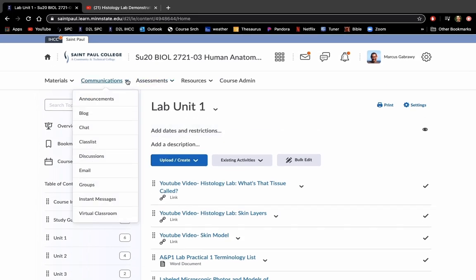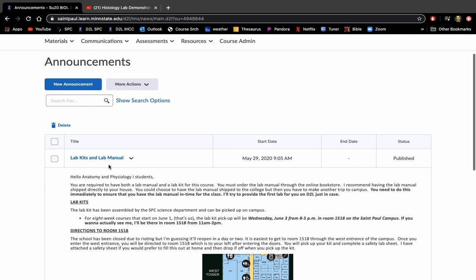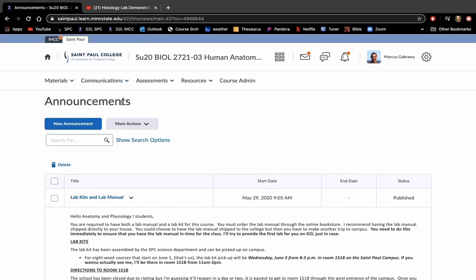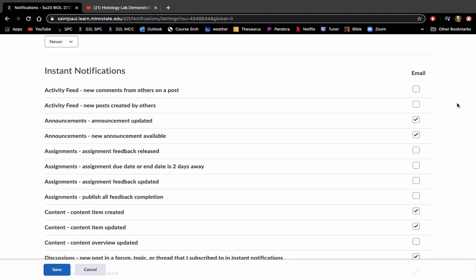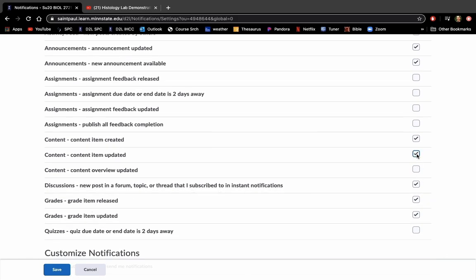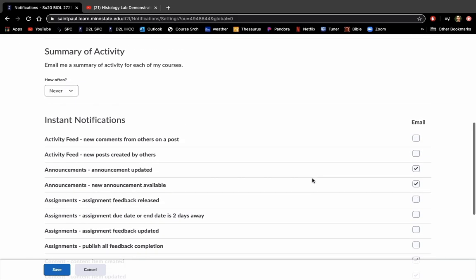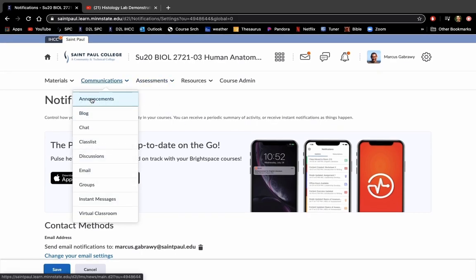As far as announcements, I'll be making announcements, so make sure to have D2L close to you. But rather than constantly clicking on D2L and seeing if there's any new announcements, you can go to communications, go to announcements, go to more actions, go to notifications, and here is where you can customize your push notifications. You can say, every time there's an updated announcement, I want an email, or every time content changes on D2L, or grades are released. So you can configure how D2L will work for you.